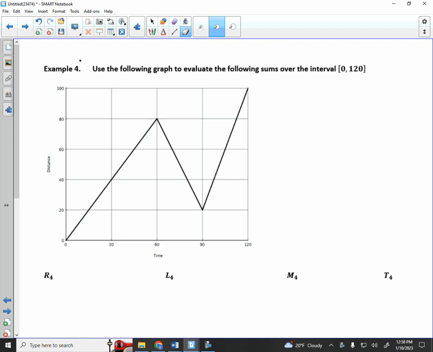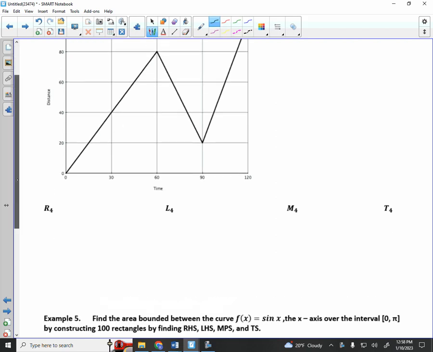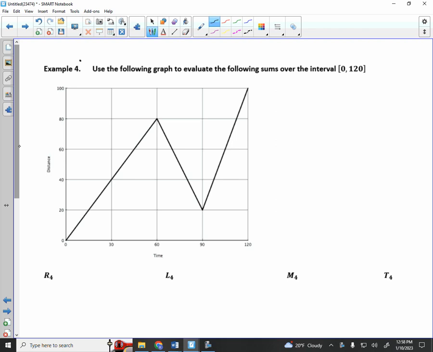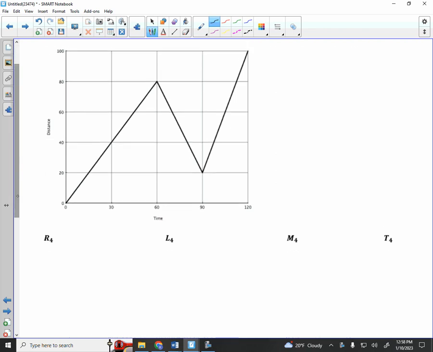So this one says to do right hand of 4, and we are going to go from the interval 0 to 120. You tell me where to start. What should I do? Rectangles, how many? 4, so the width is going to be? The width is 30. We take 120 and we divide it into 4 parts. We have 30.